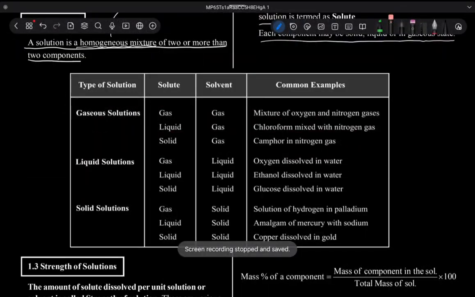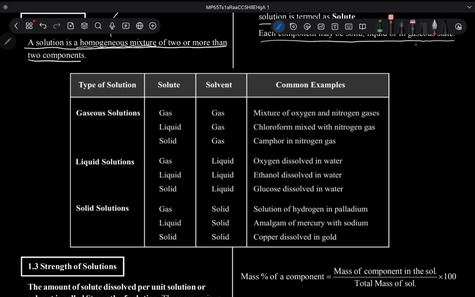This table illustrates the different types of solution based on the components. In a solution, the solvent is the substance present in the major amount and it determines the state of the solution, while the solute is the substance being dissolved in it.